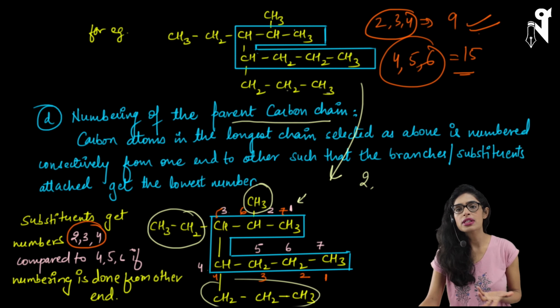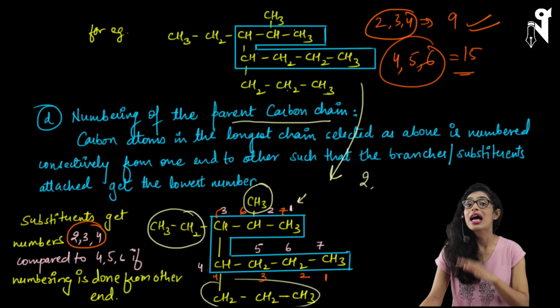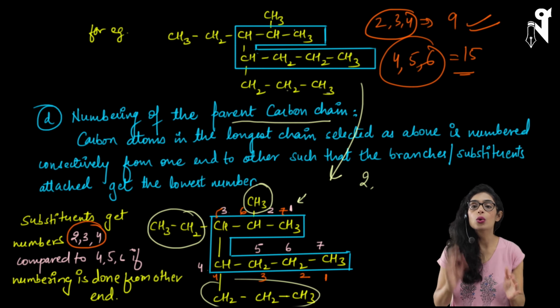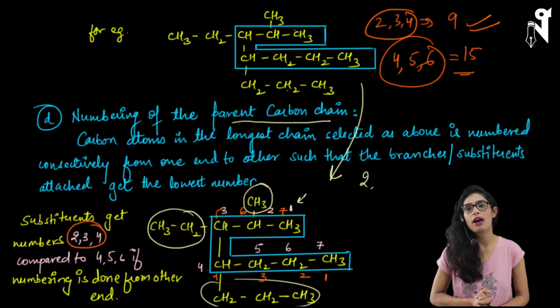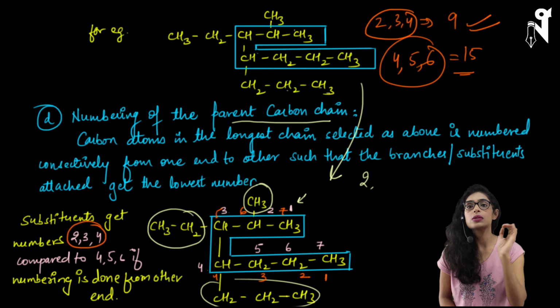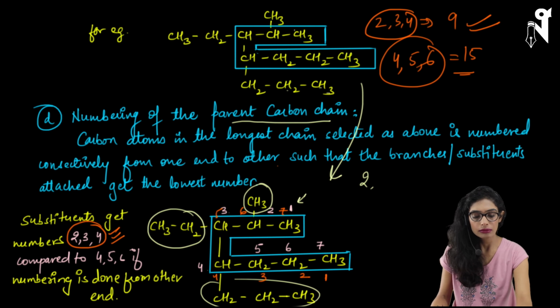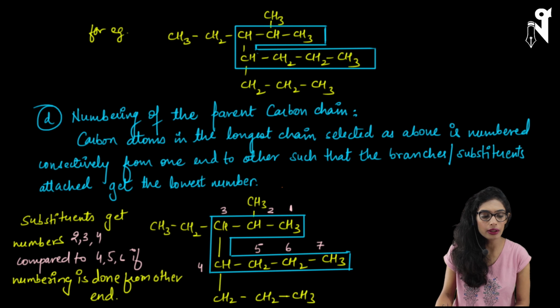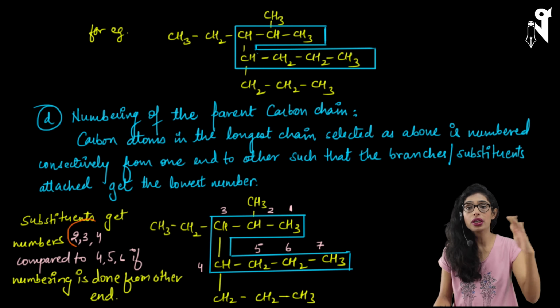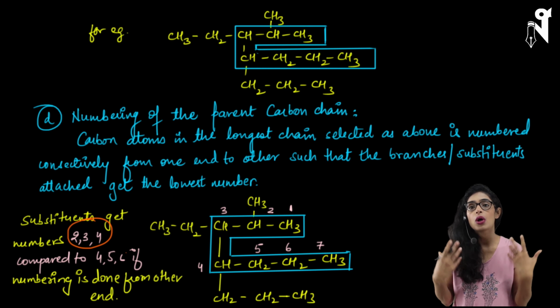Whichever sum is lower, that is what we are going to consider. Or you don't even have to sum it, you can just see which set is getting the lower positions and which set is getting the higher positions. Higher positions we don't have to consider, lower positions of the branches is what we have to look for. So we will number it in such a way that our branches get the lowest positions. By the given way, we are getting 2, 3, 4. If I would have done it the other way around, it would have been 4, 5, 6, which is the wrong method because it gives higher numbers to the branches.